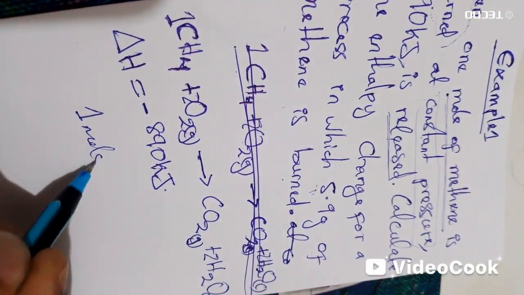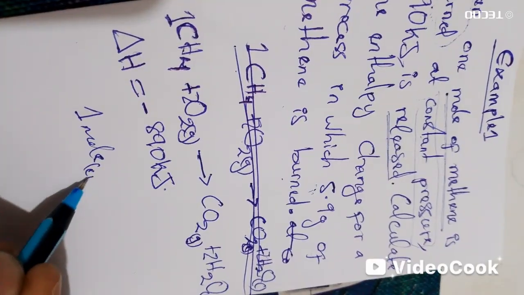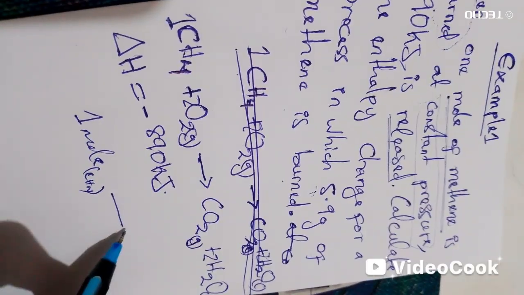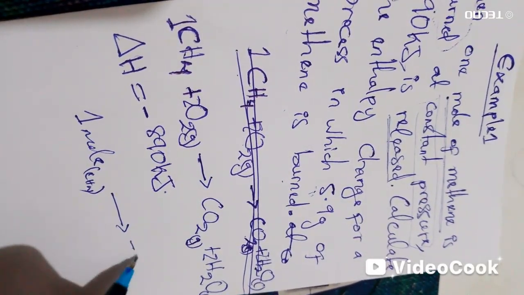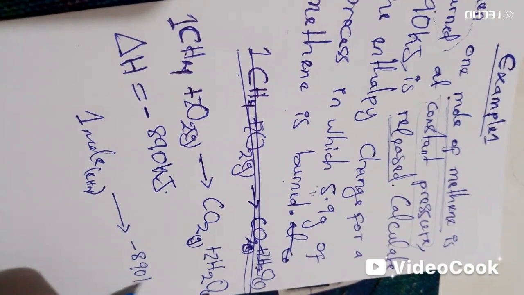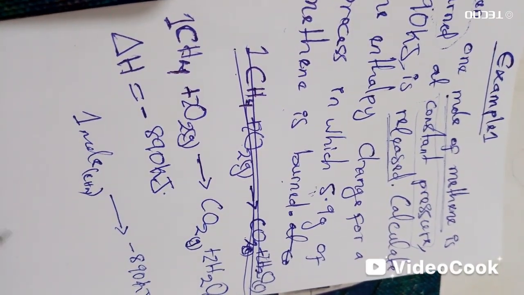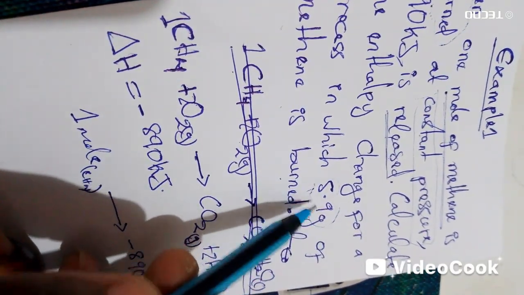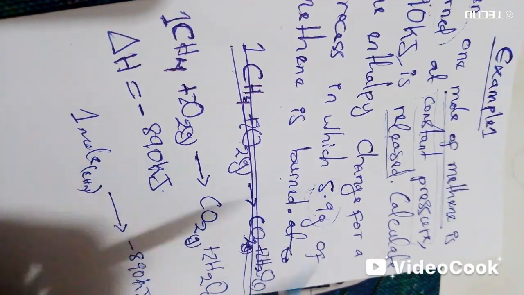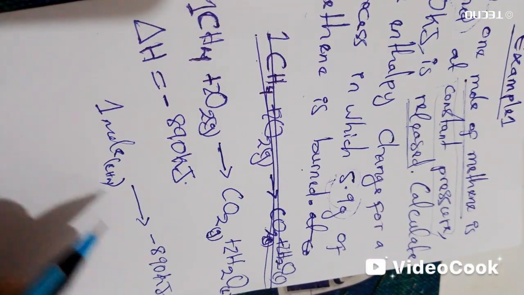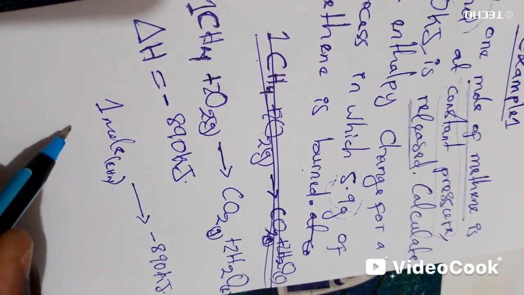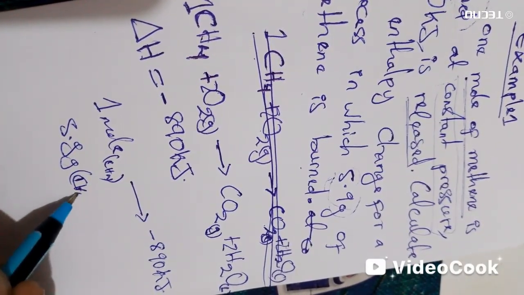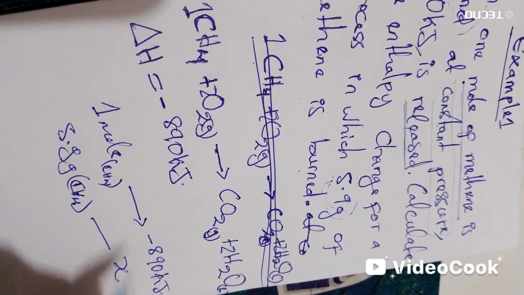So 1 mole of methane, CH4, is able to produce negative 890 kilojoules. What about the moles that can be produced by these grams? So I have to find the moles of these grams. Let's find them before we come back to the equation. The mole for 5.9 grams of methane should produce what we don't know, and then we cross multiply.